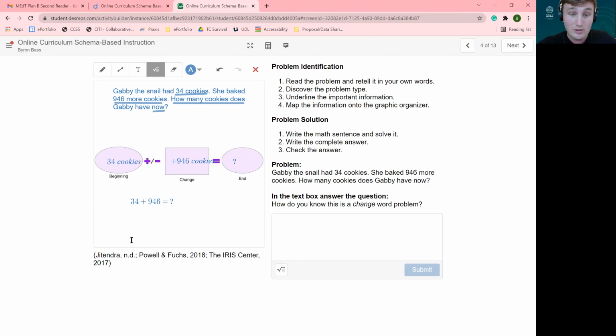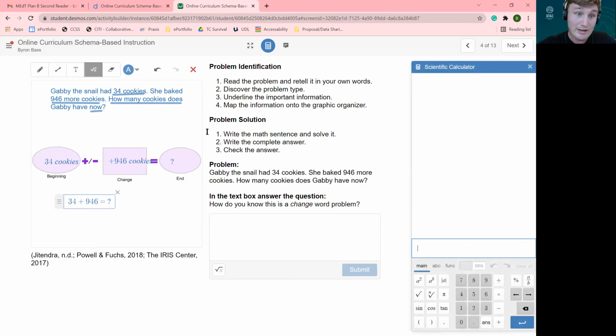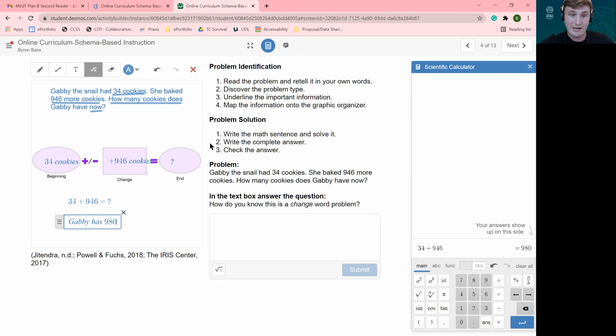Then students can solve it. You can even use the calculator, which I've embedded into Desmos, and they could say 34 plus 946. Well, that gives me 980. And then we could write out the complete answer. So Gabby has 980 cookies now.